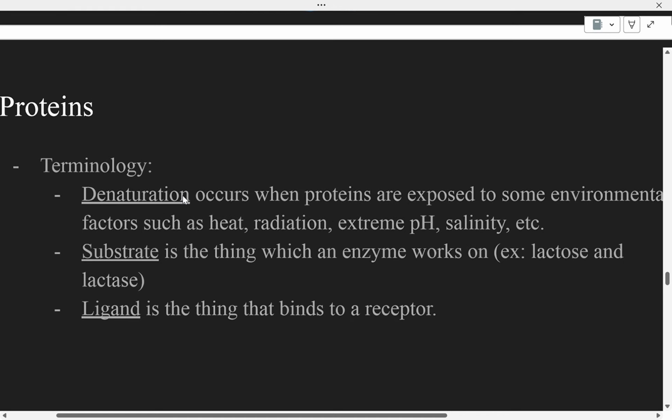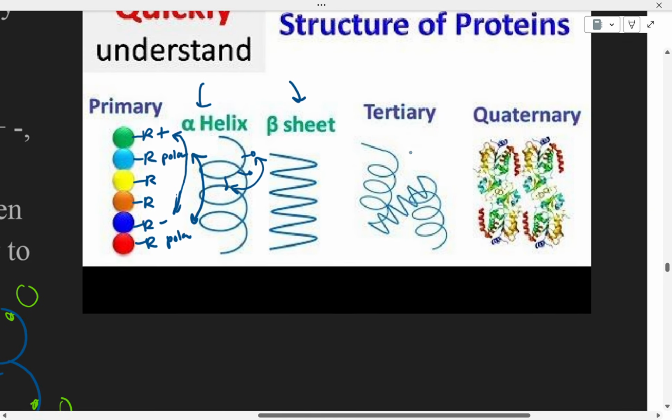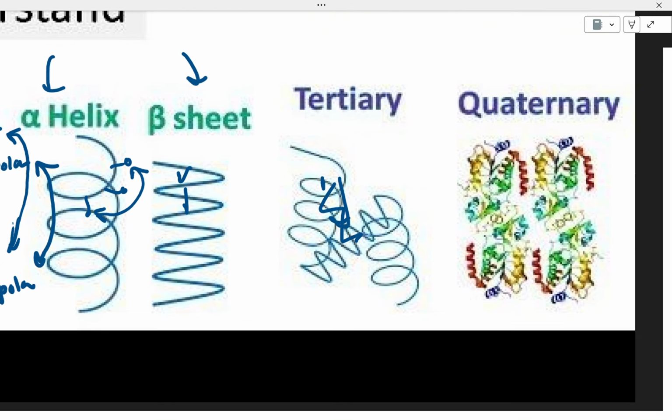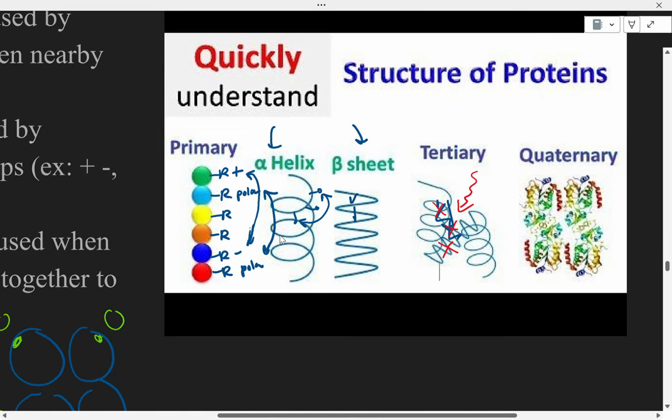What that'll do is that, if we go back up here, all these chemical bonds that are forming between these amino acids, all along here, if we add a bunch of heat, for example, that's probably going to break some of these bonds, right? And then that'll completely change the structure of the protein that we already have here. So that's what denaturation is, pretty much.